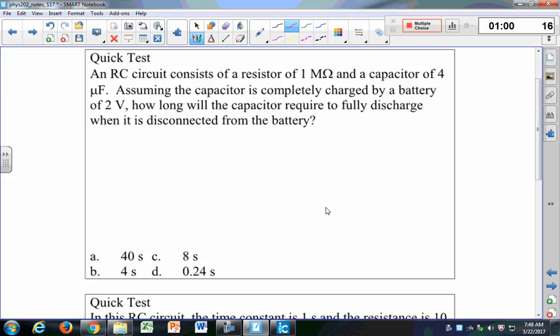All right, let's stop at 110. 110, just a few more seconds.